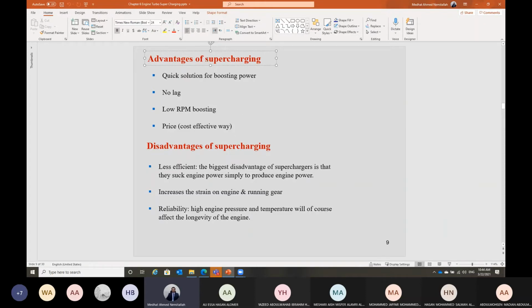But usually a supercharger, because it takes part of the engine power, can result in faster response compared to the case of a turbocharger. Also, its price is cost effective, because in the case of a supercharger we don't have the turbine, we only have the compressor, and the compressor takes the power from the crankshaft. But in the case of a turbocharger, we need to have a turbine, so this is an additional part. In this case, that will add to the cost of the engine.